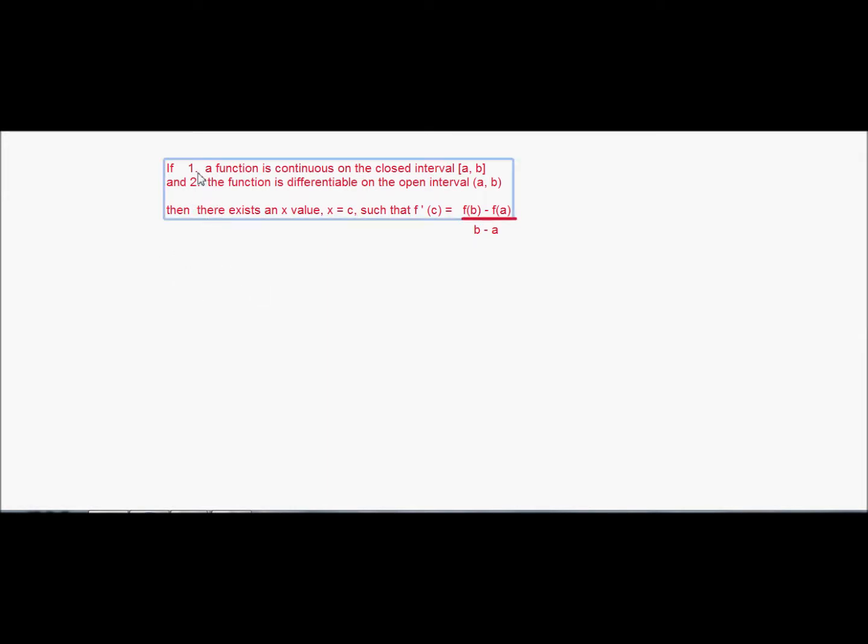The first condition: a function is continuous on the closed interval from a to b. There's x values, they'll give you the x values in a problem most likely, like 1 to 5 or something like that. And the second condition is that the function is differentiable on the open interval from a to b. So it has to be continuous everywhere from a to b, including the endpoints, and it has to be differentiable everywhere from a to b, not including the endpoints. Now that doesn't mean it can't be differentiable at the endpoints, it just means it doesn't have to be. So it's a little bit looser of a restriction.